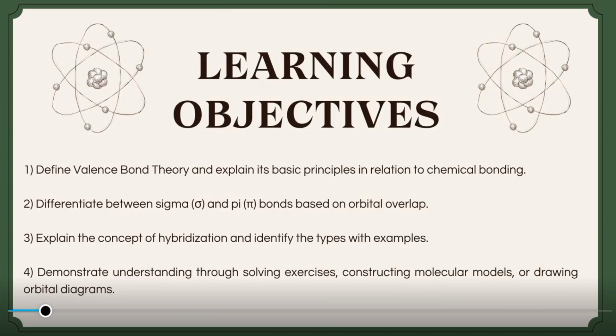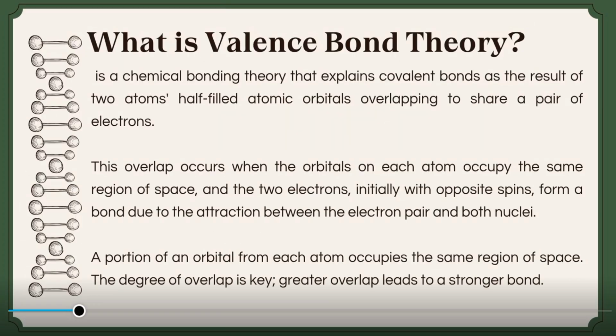Learning objectives. Number 1. Define the valence bond theory and explain its basic principles in relation to chemical bonding. Number 2. Differentiate between sigma and pi bonds based on orbital overlap. Number 3. Explain the concept of hybridization and identify the types with examples. Lastly, number 4. Demonstrate understanding through solving exercises, constructing molecular models, or drawing orbital diagrams.